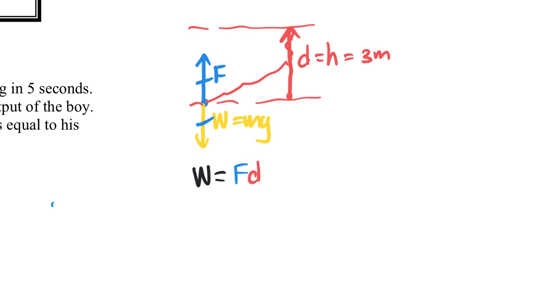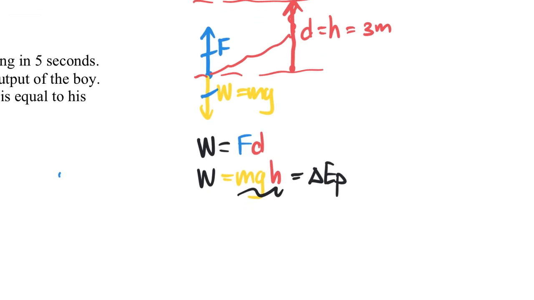So if we write that down, the force is equal to the weight, which is mass times gravity, and the distance is the height. Wait a minute. But this is potential energy. Yes, this is the change in potential energy. You see, when this boy does work to move up against gravity, he's transferring energy from his body to give his body potential energy because he's moving against gravity. So you can see where the formula for gravitational potential energy comes from.